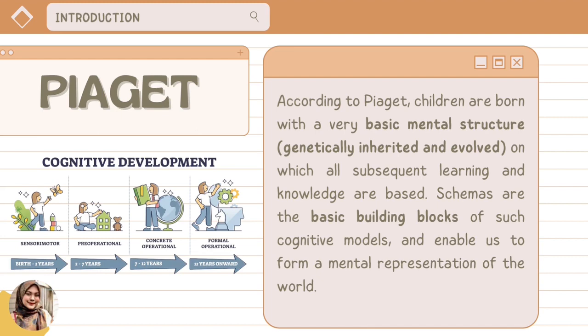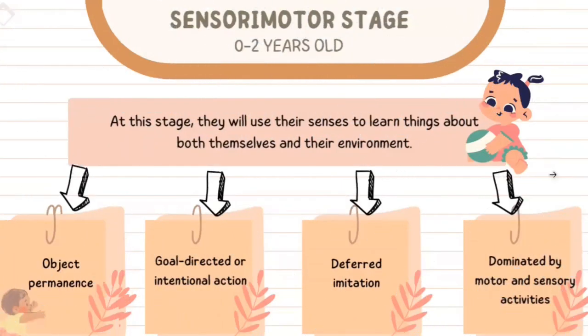Piaget claimed that knowledge cannot simply emerge from sensory experience such as smelling, touching, sensing, and some innate structure is necessary to make sense of the world. The sensory motor stage typically takes place within the first 2 years of a child's life. It is marked by the child discovering the difference between themselves and their environment. At this stage, they will use their senses to learn things about both themselves and their environment.